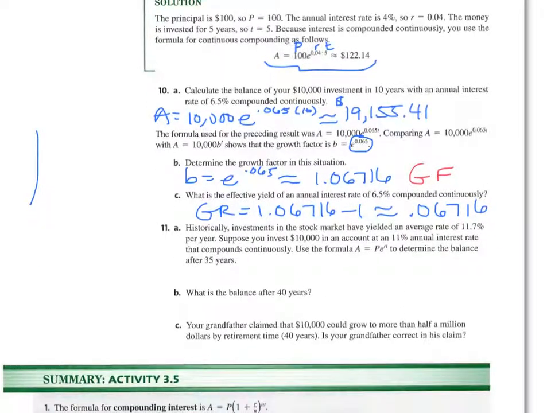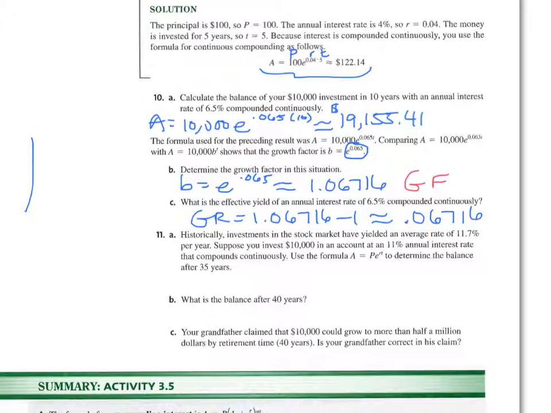Okay, so historically, investments in the stock market have yielded an average rate of 11.7% per year. Suppose you invest $10,000 in that account. Let's figure out our balance after 35 years. So our amount would be 10,000 times e to the 0.117 times 35. That's all in my exponent.